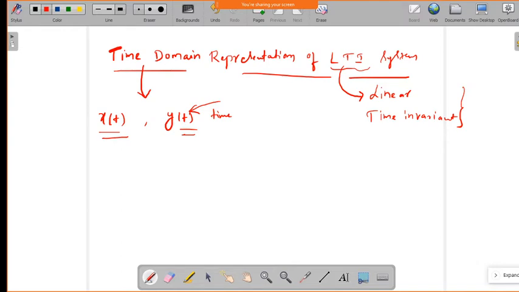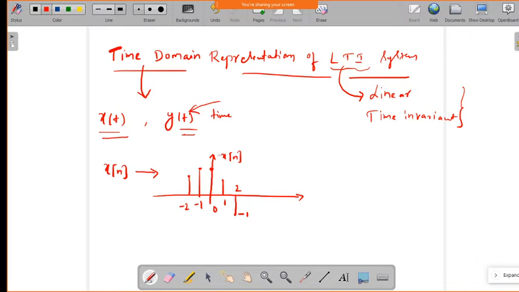Okay. So if you take any input x of n, we can represent this in terms of impulses. For example, if you take any discrete time signal x of n, it will be some signal which is represented like this. This is -2, -1, 0, 1, 2. So say for example this is x of n.